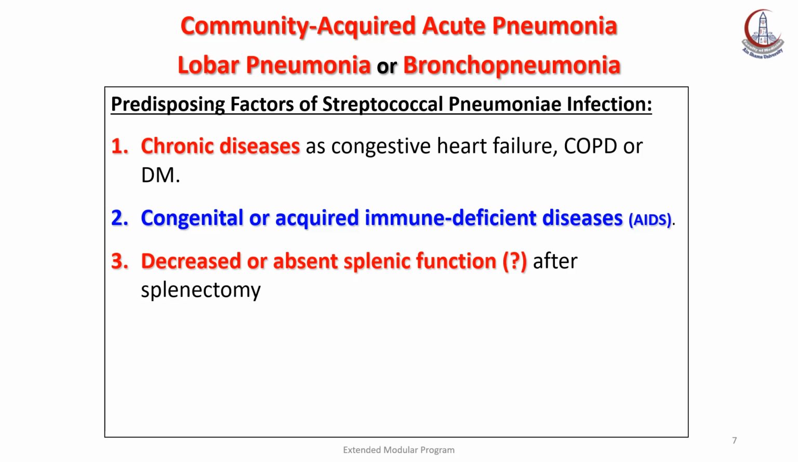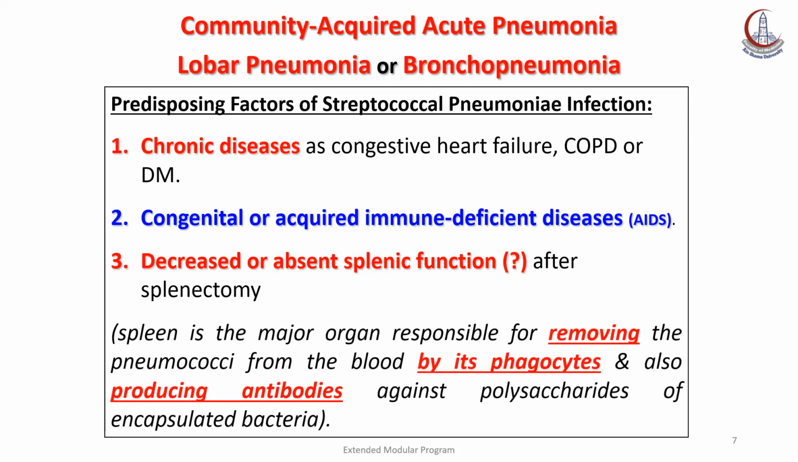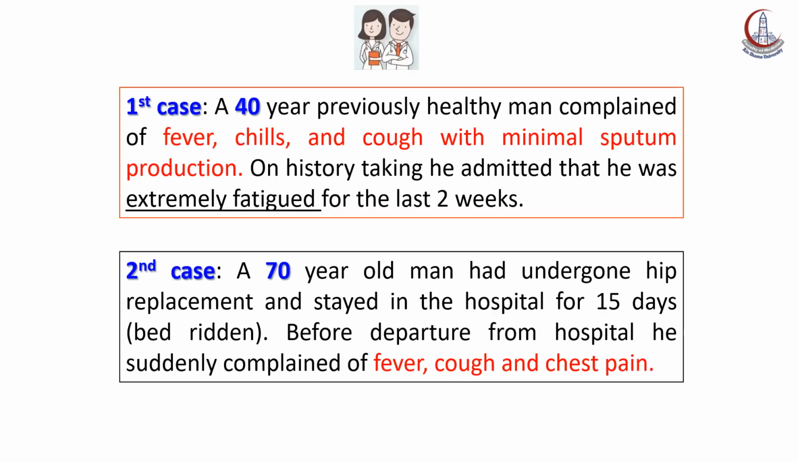Why can this lesion occur after splenectomy? Because the spleen is a major organ responsible for removing the pneumococci from the blood during bacteremia by its phagocytic effect, and also for producing antibodies against the polysaccharides of the encapsulated bacteria.